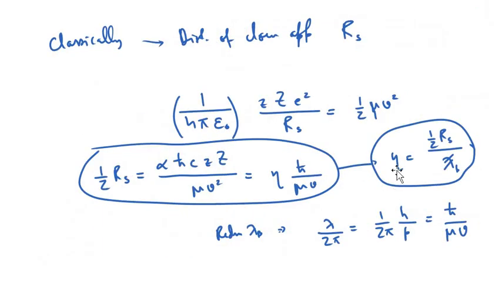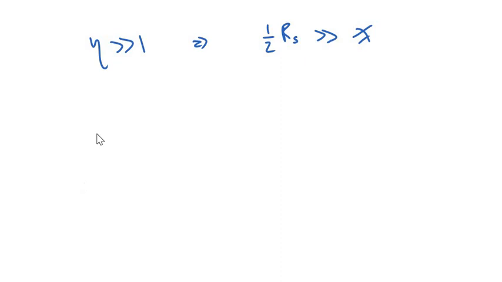See for yourself, eta is basically half Rs by the reduced de Broglie wavelength. See, eta is much greater than 1. This means that half of the distance of the closest approach, Rs, is much greater than the reduced de Broglie wavelength. And this is our region of Coulomb excitation. This is what we will be talking about, Coulomb excitation. So this is the condition that corresponds to Coulomb excitation.